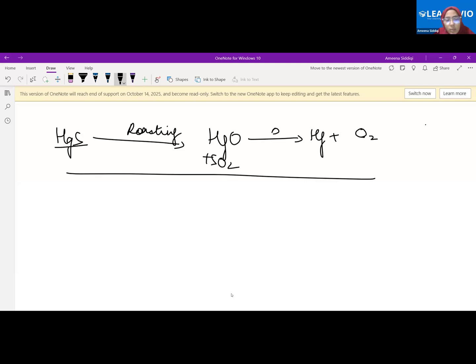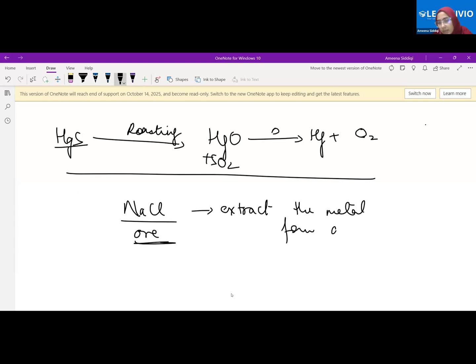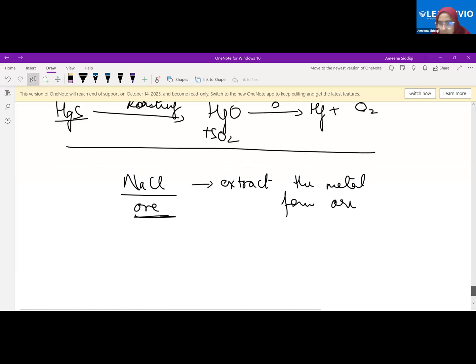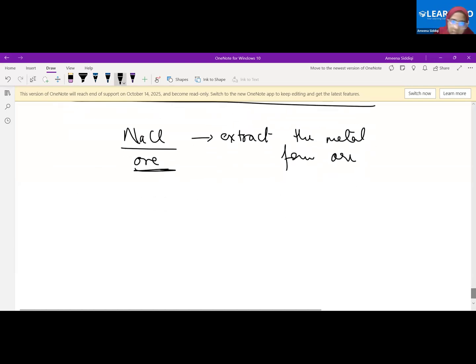Here, what are we having? We are having NaCl. This is the chloride ore for sodium. Let's take the example for sodium. This is the ore. Now, what we want to do is extract the metal from the ore. We want to reduce it, right?